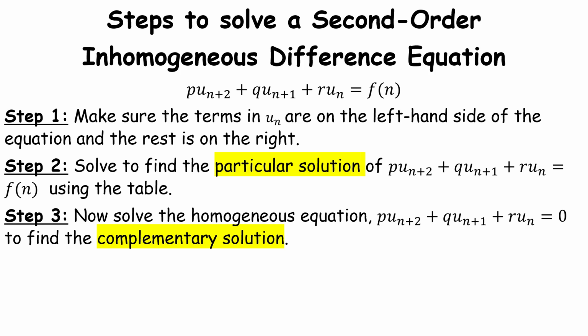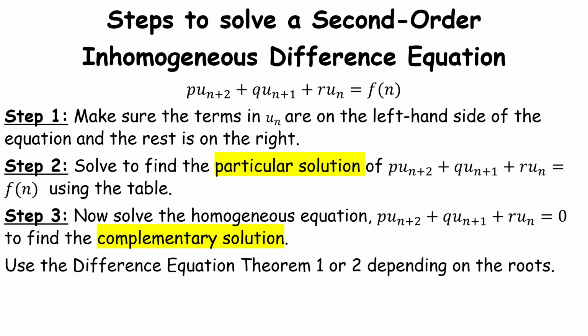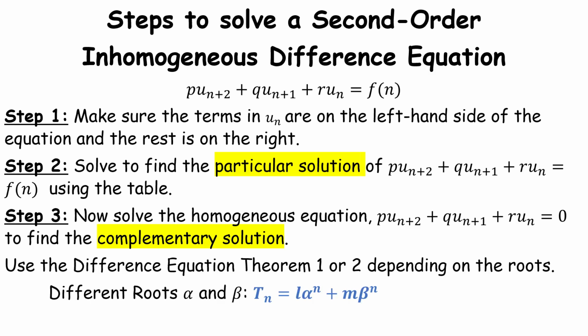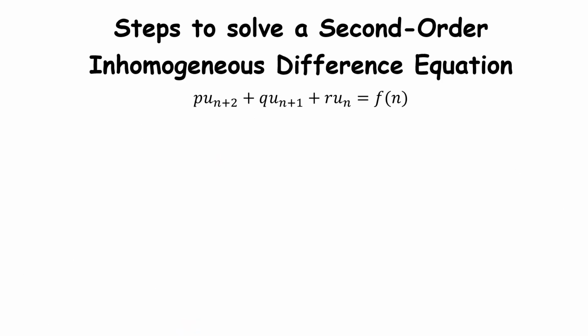Step three, once you have that particular solution, we then solve the homogeneous difference equation. This is the one where we make the corresponding characteristic quadratic equation, which will be x squared plus something x plus a constant equals 0, and we get those roots. Depending on the roots, we're going to use the difference equation theorem either 1 or 2. So there are two formulas. We have our different root theorem where we have two different roots, alpha and beta, and then we have our double root theorem where we're getting a double root. So we have our two answers, but they're both the same.